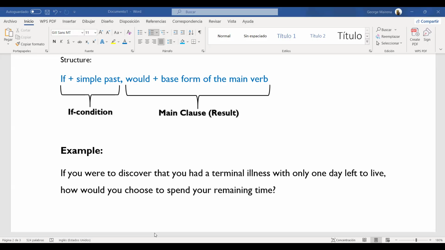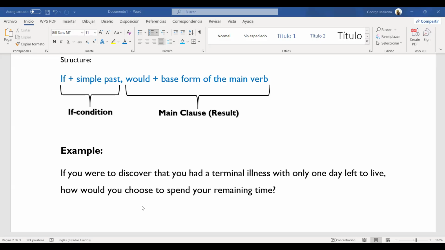Okay, so now, someone else? Can you hear me, teacher? Yes. Okay, so if I were to discover that I had a terminal illness with only 1 day left to live, I would choose to eat all the food I can have, or something like that. Amazing. Good. Okay, very good. Next.